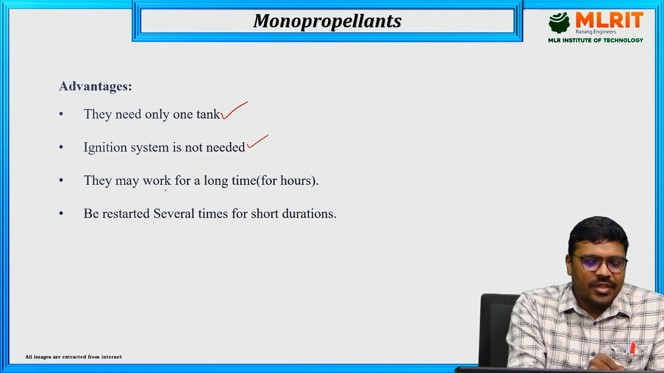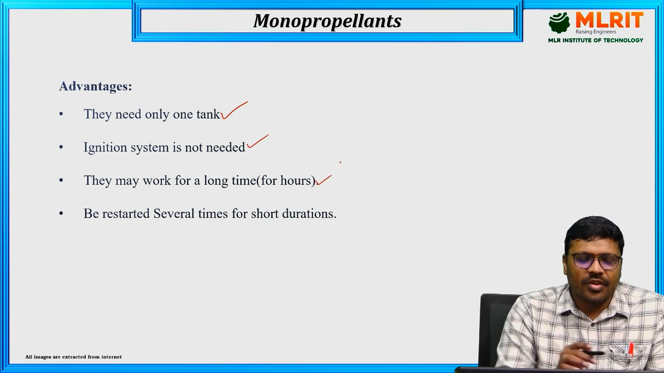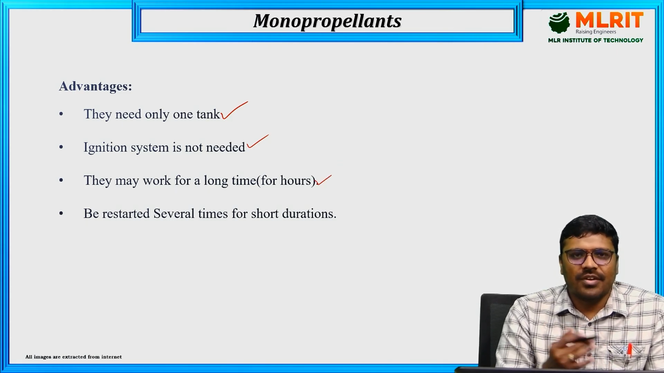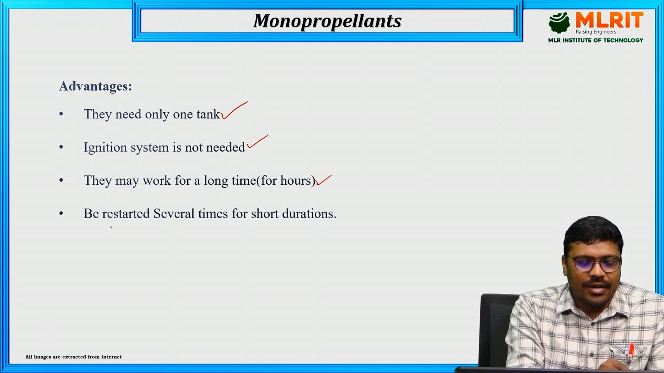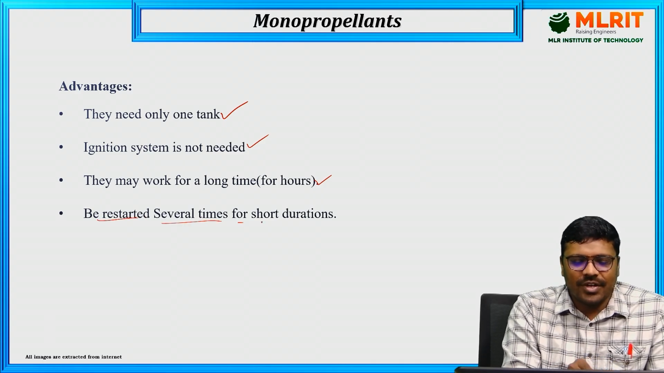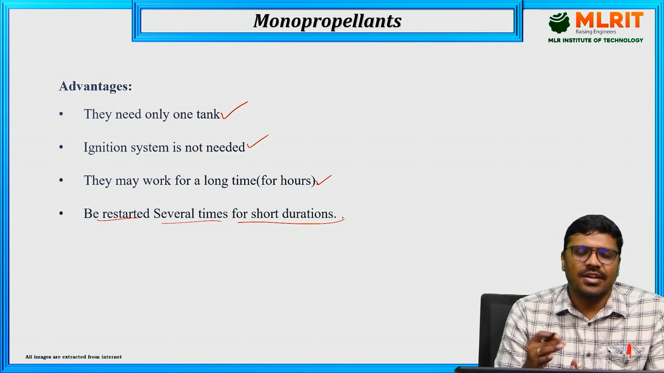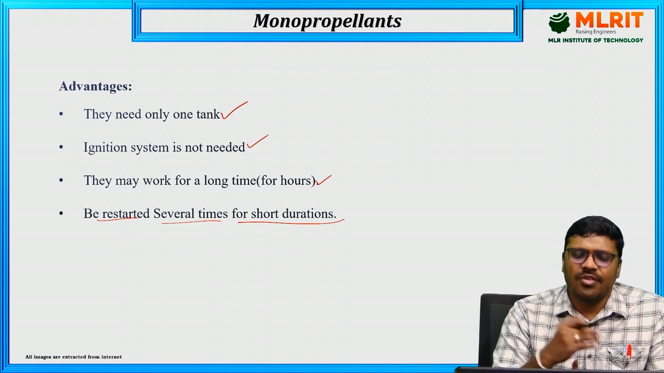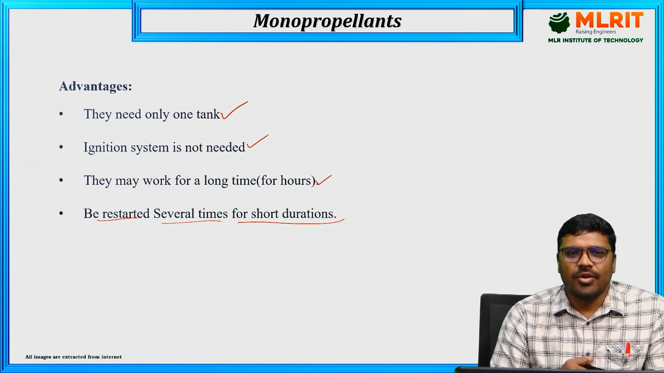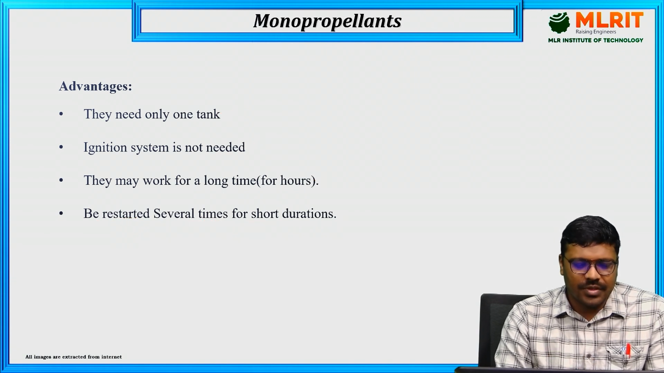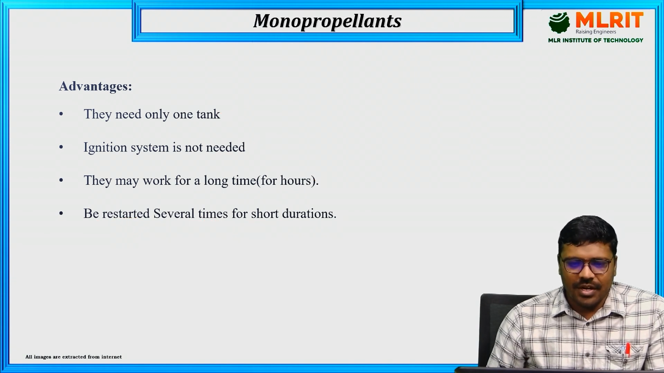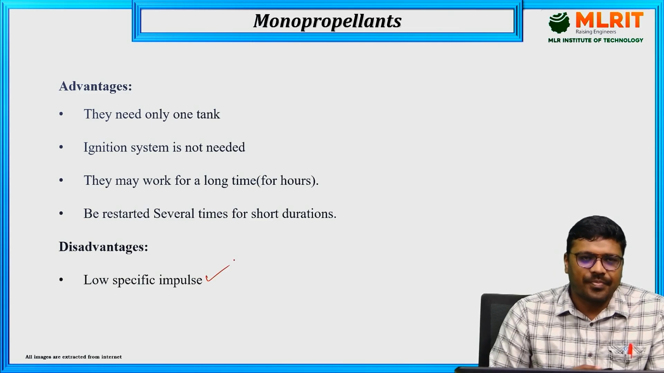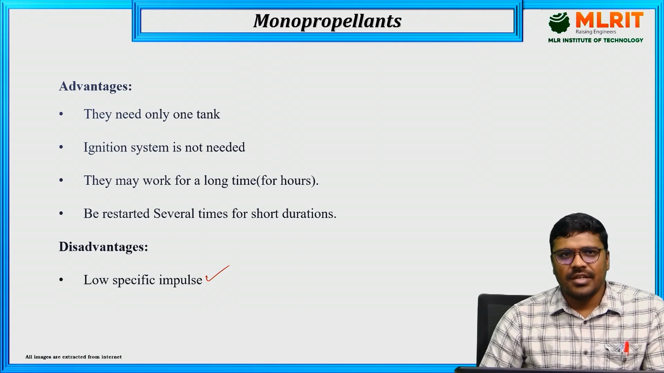Next, they may work for a longer time, depending upon the property of the monopropellant. They can also be restarted several times. We can restart the engine several times, and even run the engine for a short duration and shut it off with the help of monopropellants. So these are the advantages of monopropellant. Coming to the disadvantages, low specific impulse is the disadvantage of monopropellant.